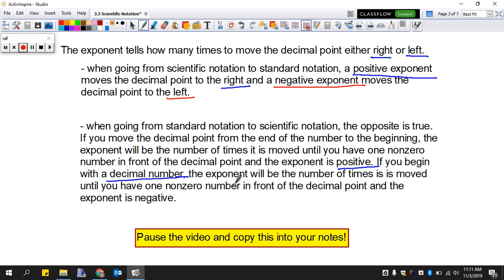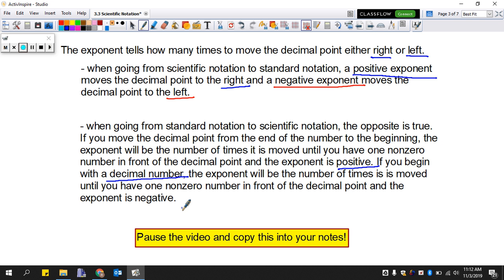Remember, if it's a whole number or a big number, the exponent is going to be positive. If it's a decimal number, the exponent is going to be negative. Pause the video and copy this information into your notes. All right, so we're going to do several problems where we're going to practice that.